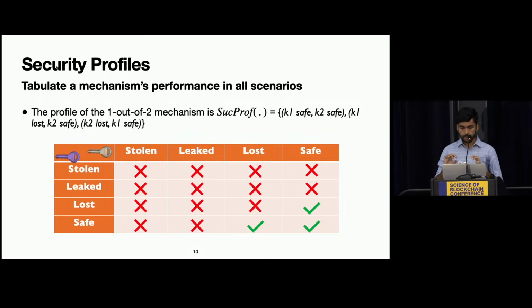And like I mentioned in my previous slide, we are going to mark a cell with a tick mark if the mechanism succeeds in that scenario, and mark it with a cross if it fails. You can easily notice here that a 1 out of 2 mechanism succeeds in just those 3 scenarios that I marked in the table. Basically, it succeeds if both credentials are safe, or even if one of the credentials is lost, because that's how the OR mechanism works, where submitting any one credential out of the 2 is enough.